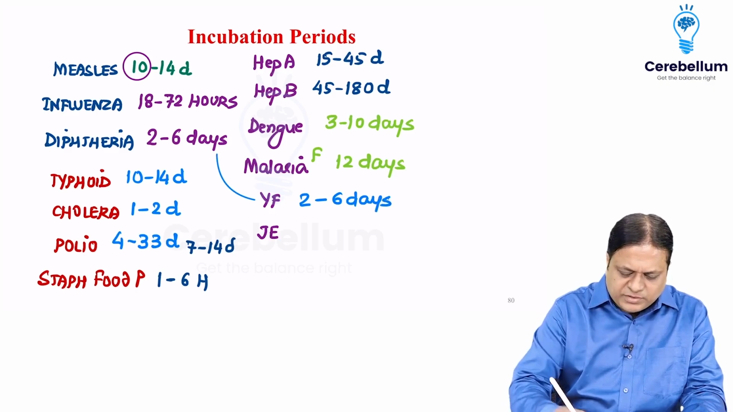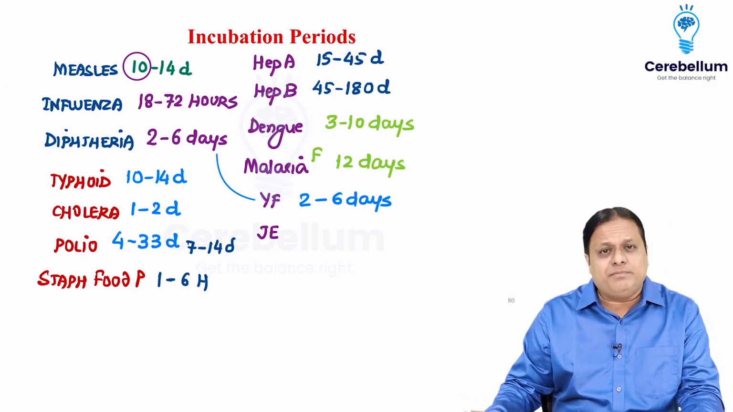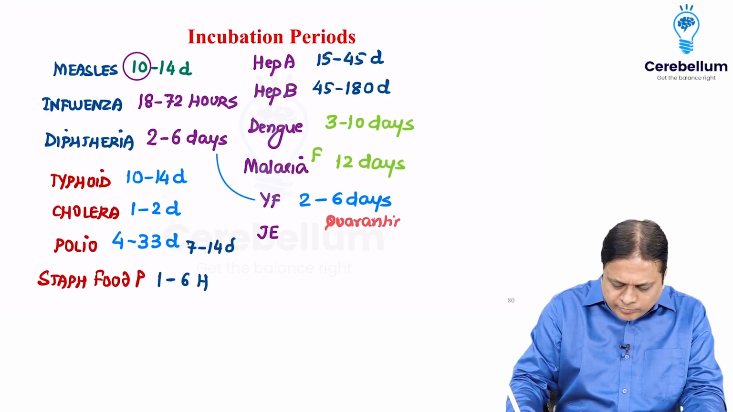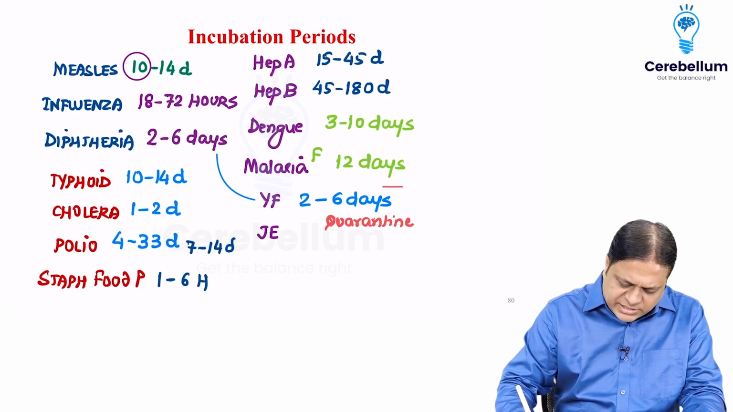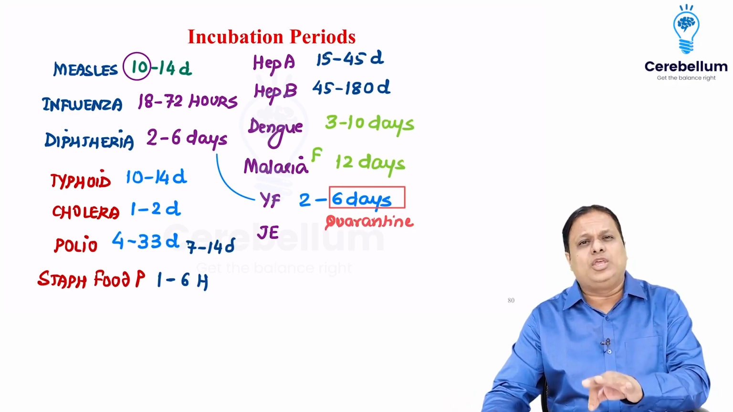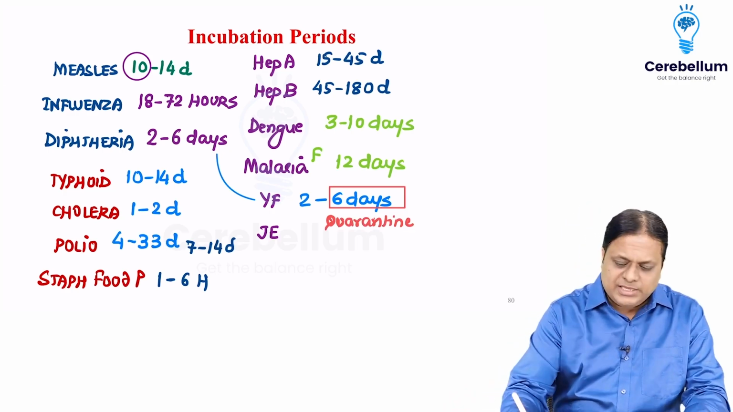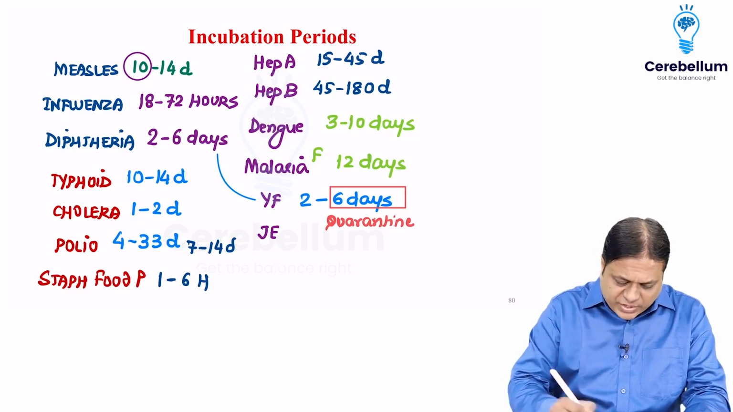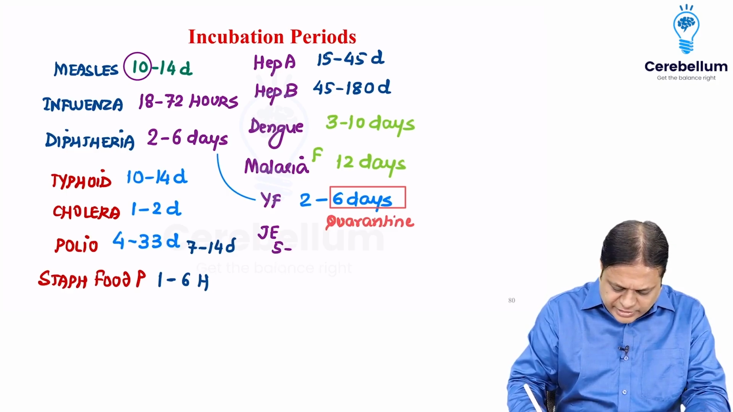For yellow fever, what is the quarantinable period? The period of quarantine for yellow fever disease is 6 days. Why 6 days? Because quarantine is done for the maximum incubation period of the disease. Japanese encephalitis incubation period is 5 to 15 days.